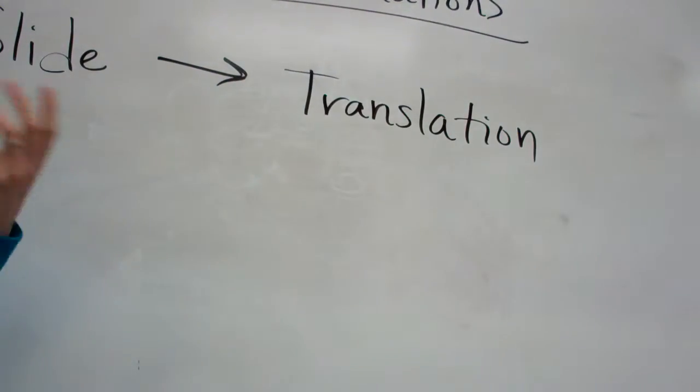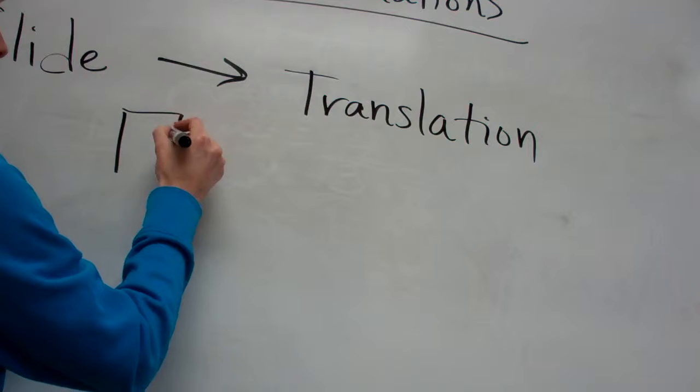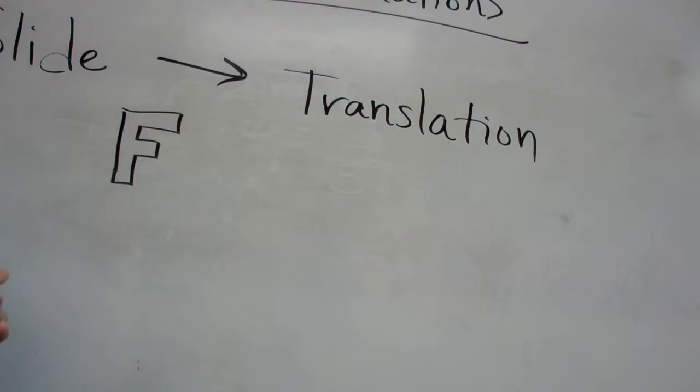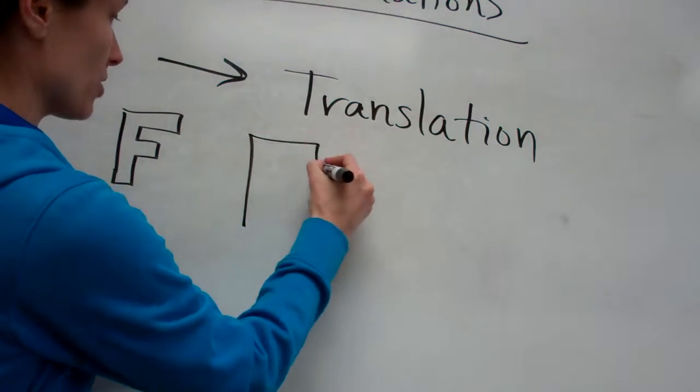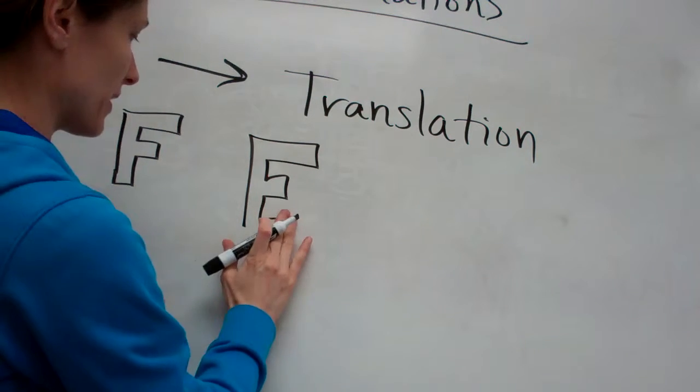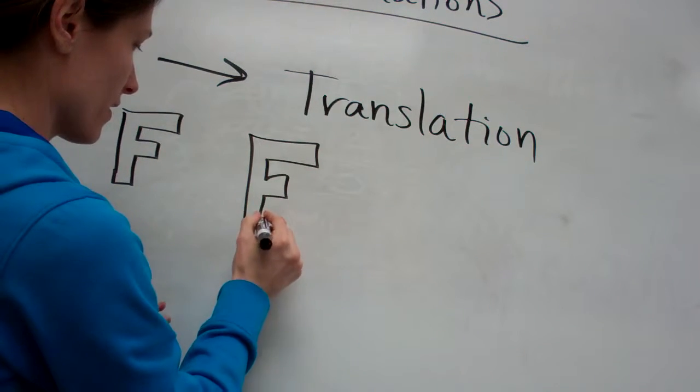So let's take the letter F, for example. There's my F. And if I slide it, it just literally slides over. So it would end up looking like that. That would be an F.